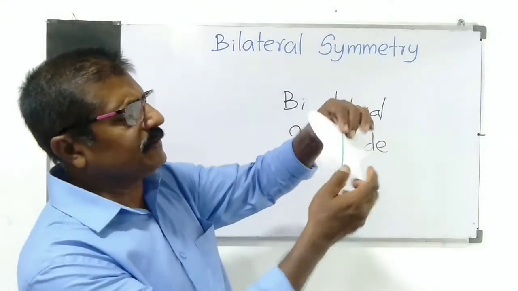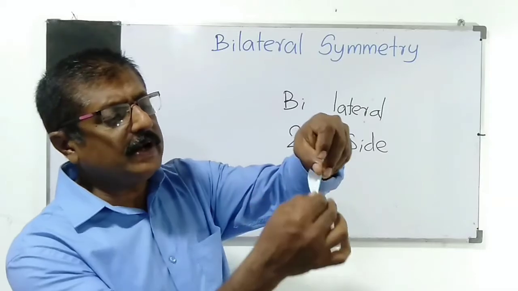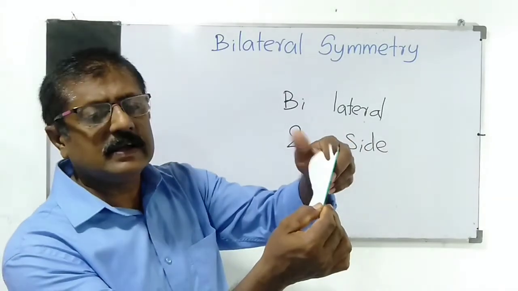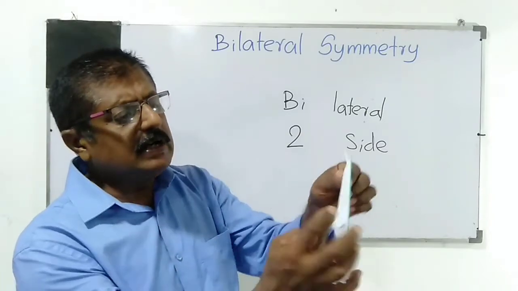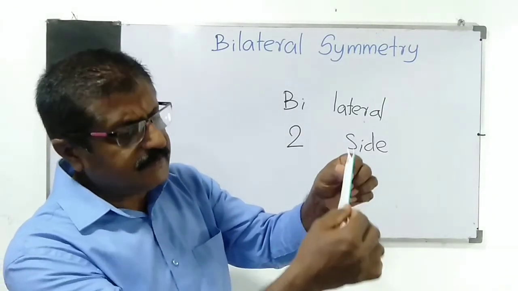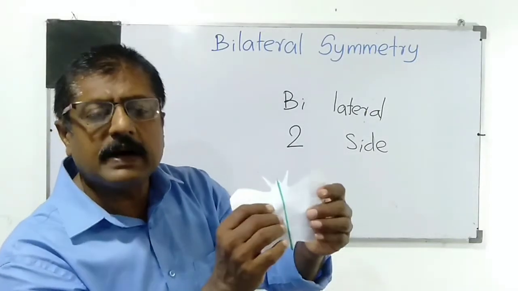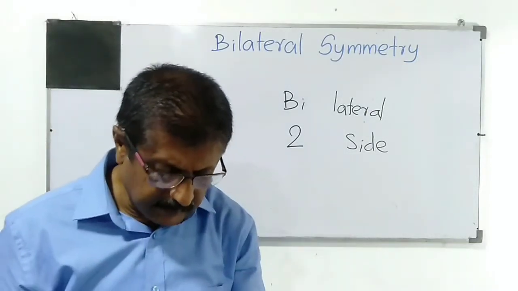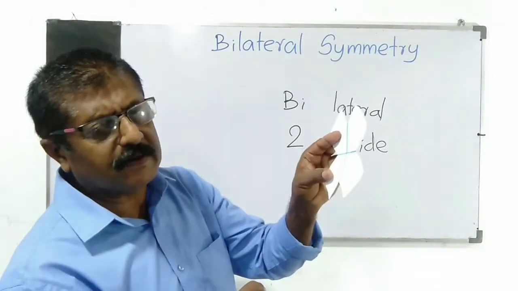This is another figure, like a butterfly, which can be folded along this green color line such that the two halves coincide with each other. So, this green color line is the axis of bilateral symmetry. This one is a bit different from those ones.